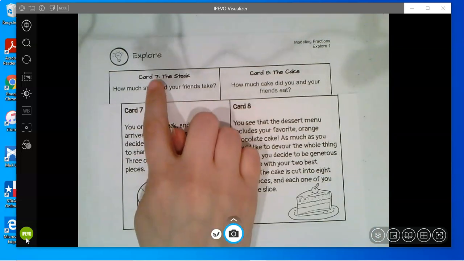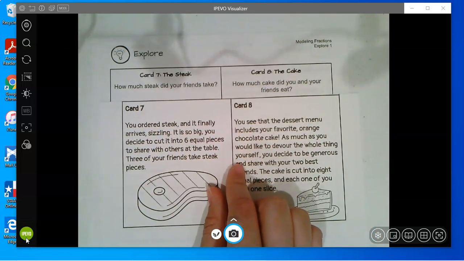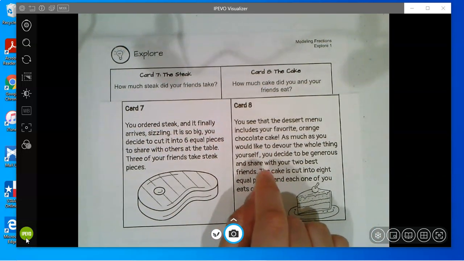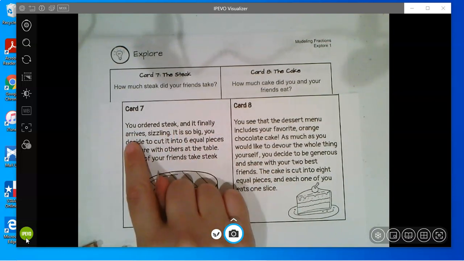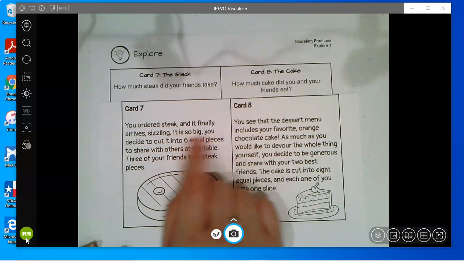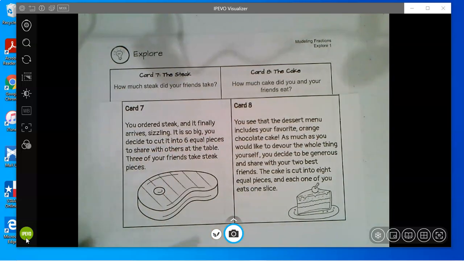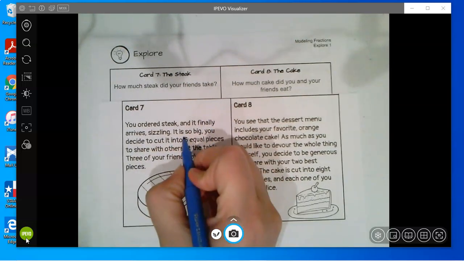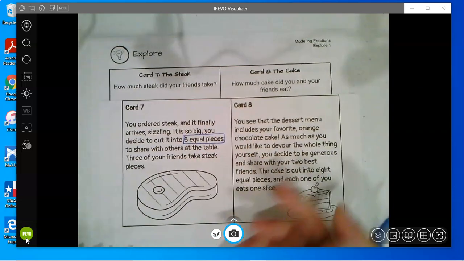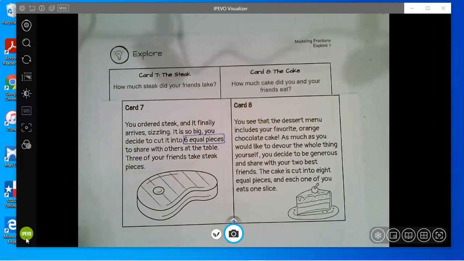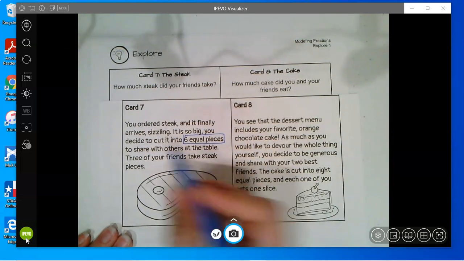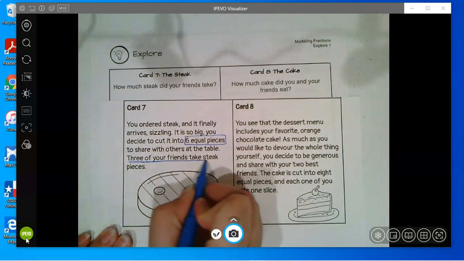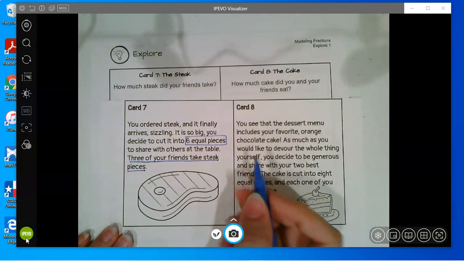So this is card 7, the steak, so I'm going to read it and we're going to look for the information we need to help us. You ordered steak and it finally arrives sizzling. It is so big you decide to cut it into 6 equal pieces, so that's important, to share with others at the table. 3 of your friends take pieces, okay?